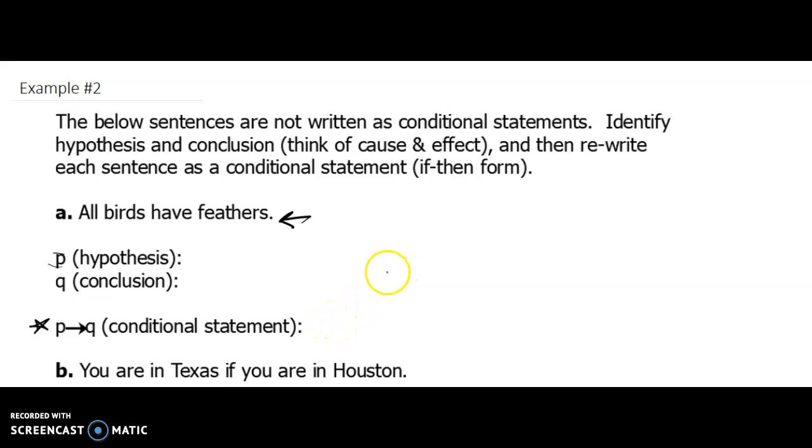Some people think that finding the P and Q alone is easier, but either way, do it whichever way helps you. So all birds have feathers. That means that if I have a bird, then it has feathers. So I'm going to write that here. My conditional statement would be: if it is a bird, then it has feathers.